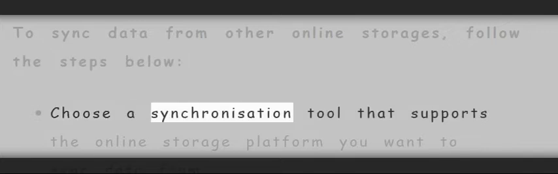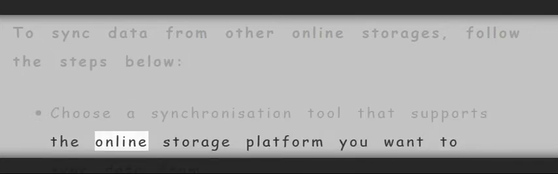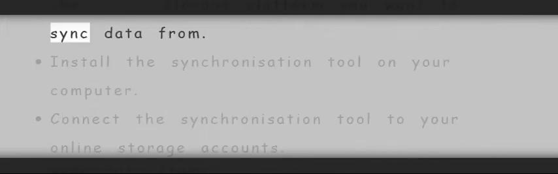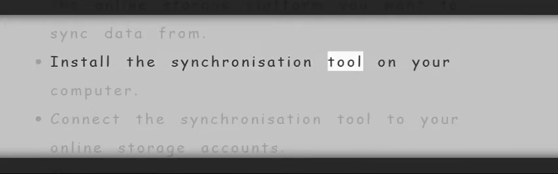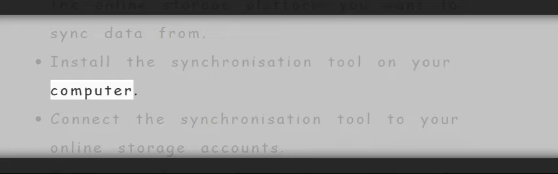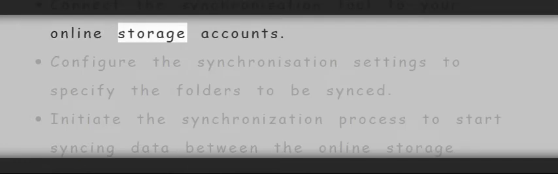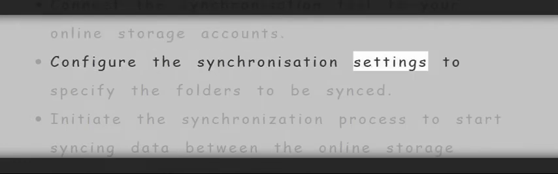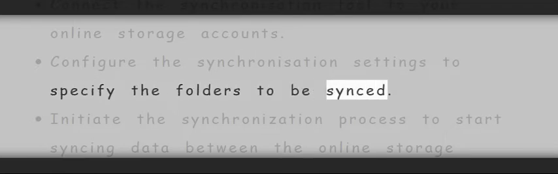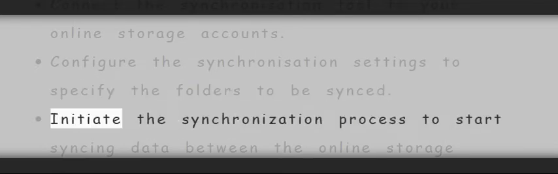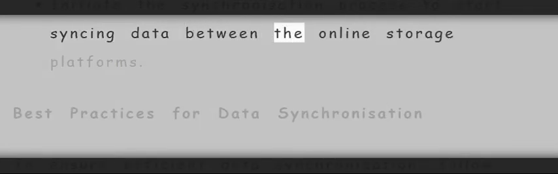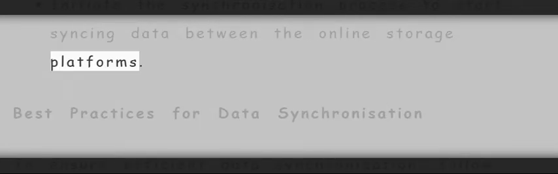Choose a synchronization tool that supports the online storage platform you want to sync data from. Install the synchronization tool on your computer. Connect the synchronization tool to your online storage accounts. Configure the synchronization settings to specify the folders to be synced. Initiate the synchronization process to start syncing data between the online storage platforms.